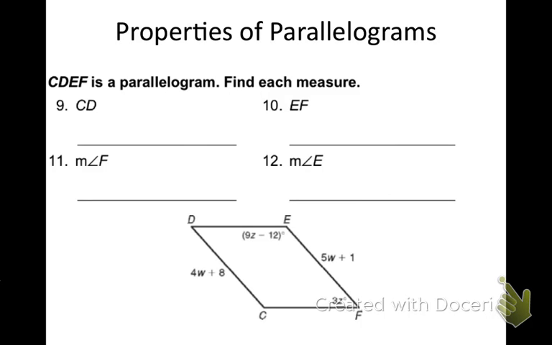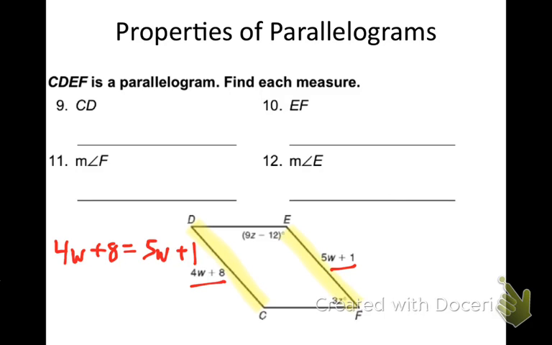So number 9 here, let's think about this. CDEF is a parallelogram. I want to find each measure. What do I know about segments CD and EF? What is something I know there, Tom? They're parallel. What else do I know? They're also congruent. So what do I have to do to solve for W for those two segments? I set them equal to each other. So 4W plus 8 equals 5W plus 1. And I solve for W from there.